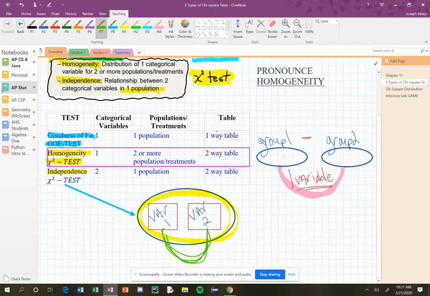So here's a summary table of the subtle differences between these three chi-square tests. So we have a goodness of fit test. And again, all three of these are chi-square tests. That deals with one categorical variable, one population, and it's usually presented with a one-way table of information. The test for homogeneity right there, again, deals with one categorical variable, but we're now analyzing two or more populations, and it's usually presented in a two-way table. And the last one, the test for independence in here, has two variables and only one population right there.